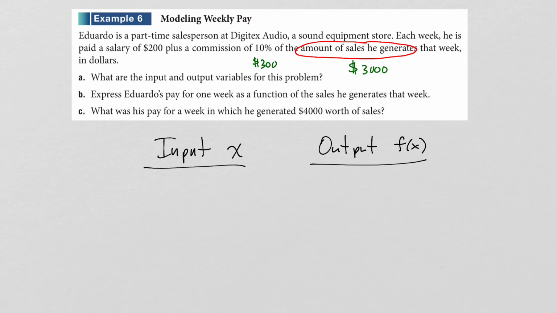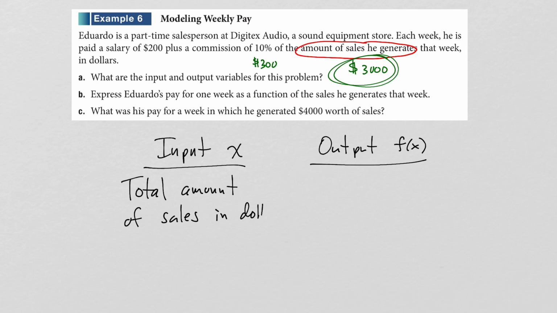So what determines his salary is this. It's the amount that he sells. Okay, that's our input value, X. So the input value, X, is the total amount of sales in dollars. The output value, f of X, is going to be Eduardo's salary, right?